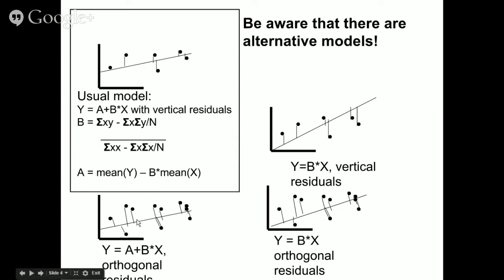Here, this would be a right angle. Each of these are right angles. Here, they're straight lines that are parallel to the y-axis. Now, in this version of the orthogonal fitting, the line has a y-intercept. In this version, it goes through the origin.